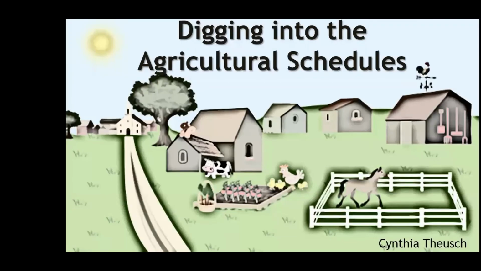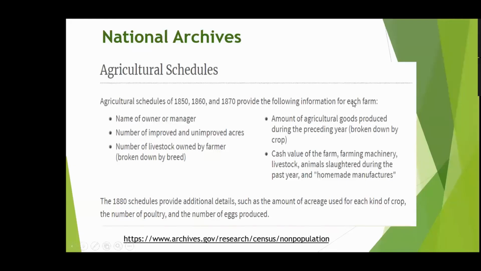The agricultural schedules began in 1840, but it was only a mark to say that they were in the agriculture business, and did not give out any other information. So the National Archives gives you a brief description of the agricultural schedules of 1850, '60, and '70, which were similar, with 2 pages of documentation that they gave out.